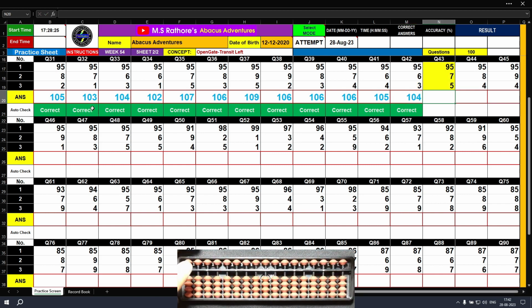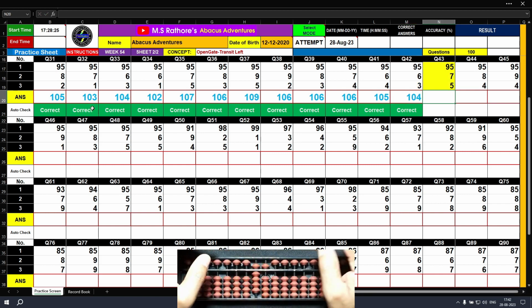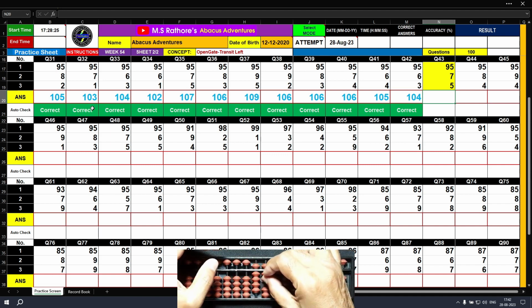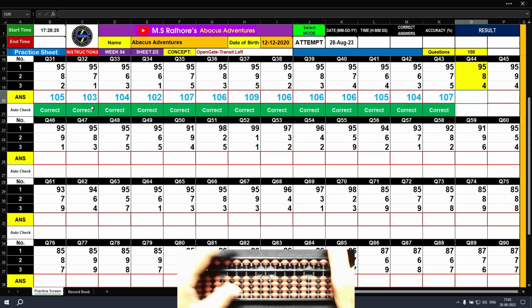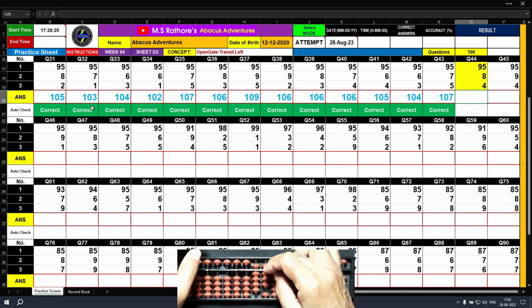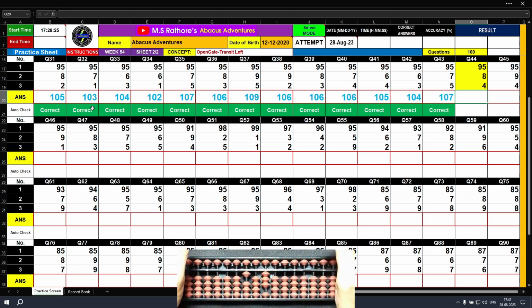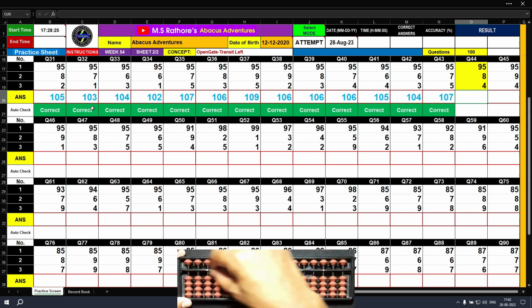Question number 43. Plus 90, plus 5, plus 7, plus 5, the answer is 107. Question number 44. Plus 90, plus 5, plus 8, plus 4, the answer is 107.